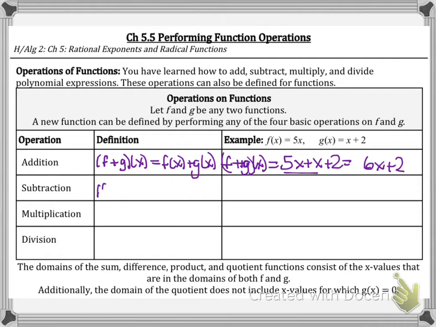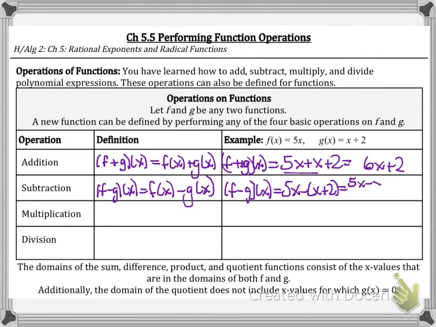Subtraction. So f minus g of x, all you're going to do is subtract the functions, f of x minus g of x. So f minus g of x equals 5x minus x plus 2. And then, of course, you distribute the negative. So 5x minus x minus 2. This becomes 4x minus 2.